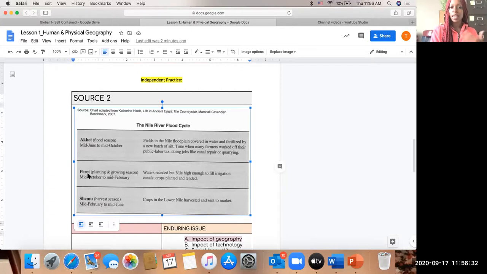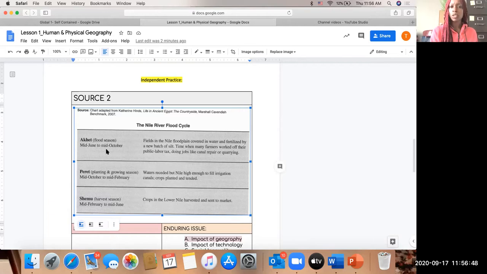So over here on the side, I can see already the time of the year it is. I can see that it's flood season, planting and growing season, harvest season, and it also tells me when it is: from mid-June to October, mid-October to February, and mid-February to June. So these are the times of the year. And then over here on this side, it's telling me what's happening during those times, all right?